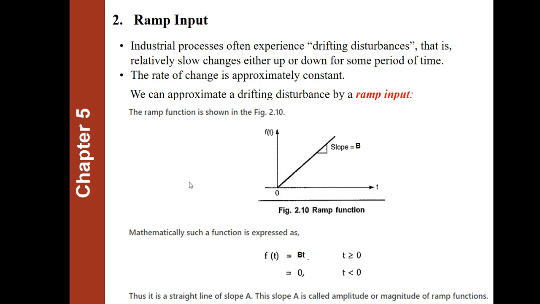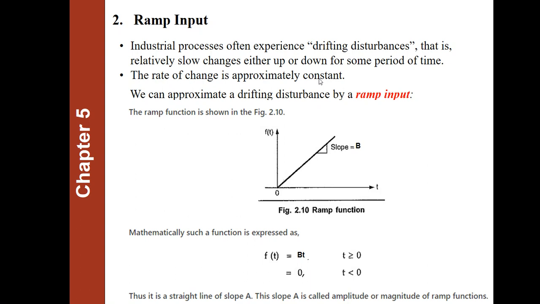Now we go to the ramp input. Where do we use the ramp input equation in real physical systems or real industrial processes? So examples cited here are ramp input could be seen in industrial processes which experience drifting disturbances. What are these drifting disturbances? These are disturbances that show relatively slow changes, either increasing or decreasing for some period of time. But that particular increase or decrease has to be noted to be a constant.